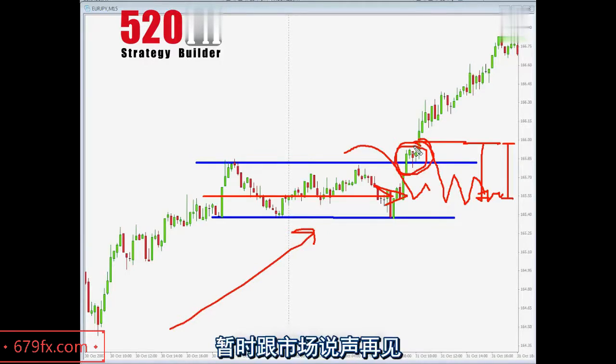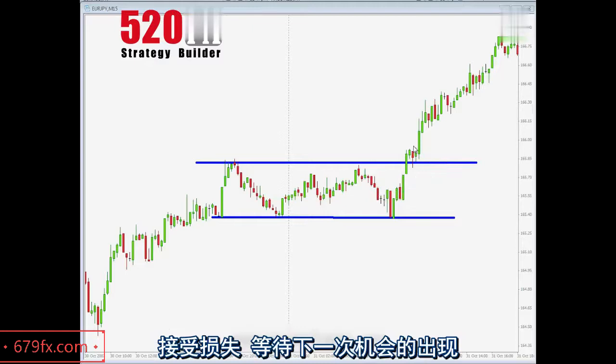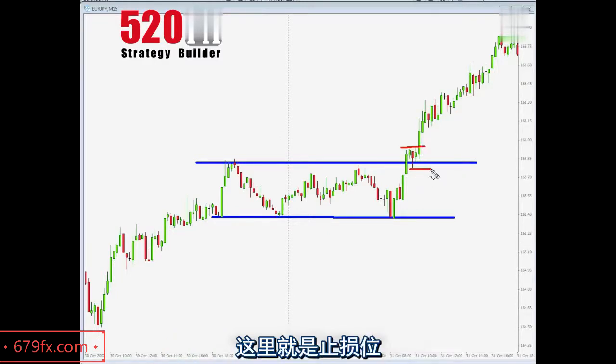Like I was saying, tip your hat to the market, take the loss and wait for another chance to make a profit. But anyway, if everything works the way it's supposed to, this would be the entry level, and this would be your stop loss. This would be the long entry stop loss.